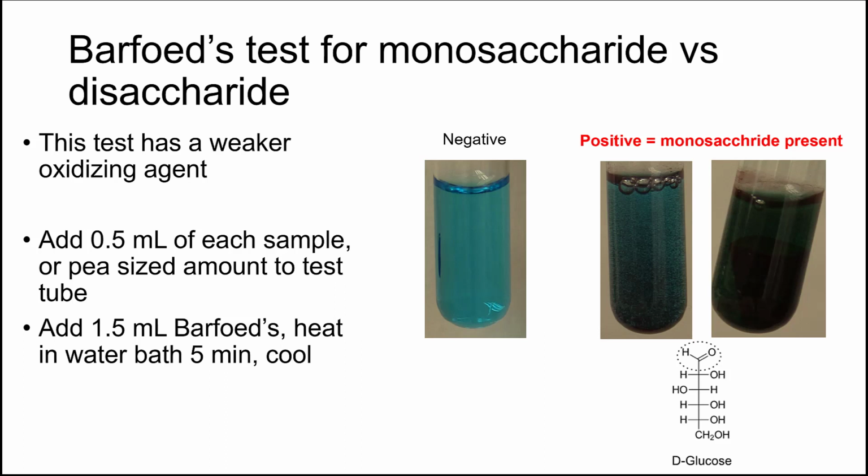To do this test, you will add 0.5 ml of each sample, or a pea-sized amount, to the test tube. Add 1.5 ml of Barfoed's solution, heat it in a water bath for 5 minutes, and cool it down. A negative test is a blue solution, or no change, which indicates no monosaccharides are present. A positive test is a brick red or orange precipitate, which is the formation of copper oxide, and that indicates that a monosaccharide is present.